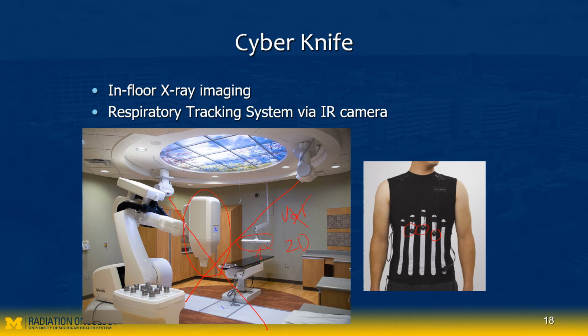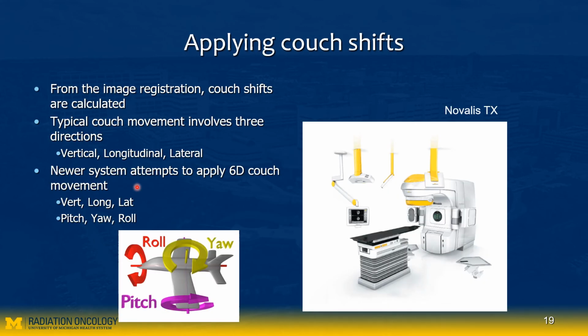Okay, so it's a unique, clever system, but the whole treatment is taking so long. That's why it's not as popular. All right. So once we, using either cone beam CT or kV shots, get the given day's patient position or tumor position, you can use that information to move the couch, right? So typically we use three-dimensional directions: vertical, longitudinal, lateral.